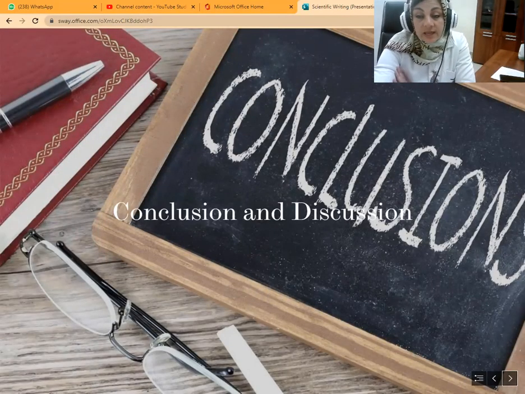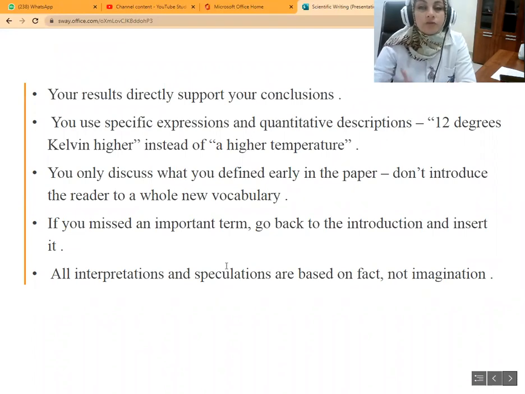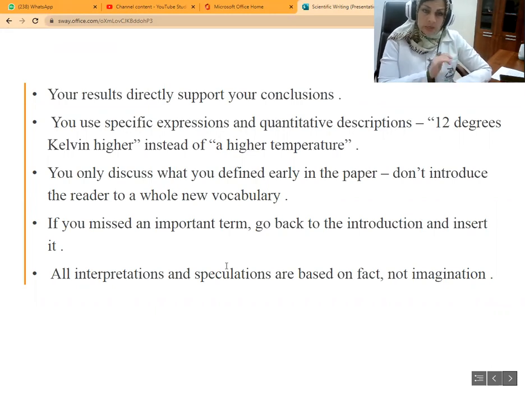In conclusion and discussion, how do we write that? Well, your conclusion needs to be supported by your results. The conclusion is supported by the results. Don't write anything in the conclusion that was not in the results. Be very specific and scientific. You only discuss what you have defined earlier in the paper.